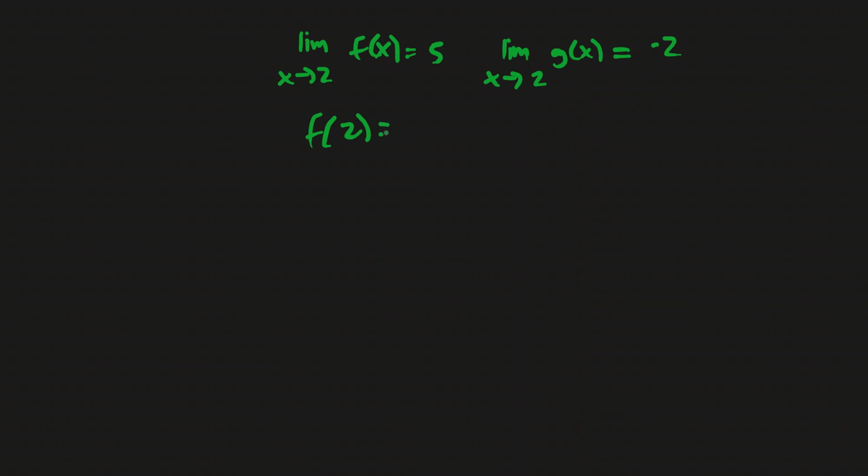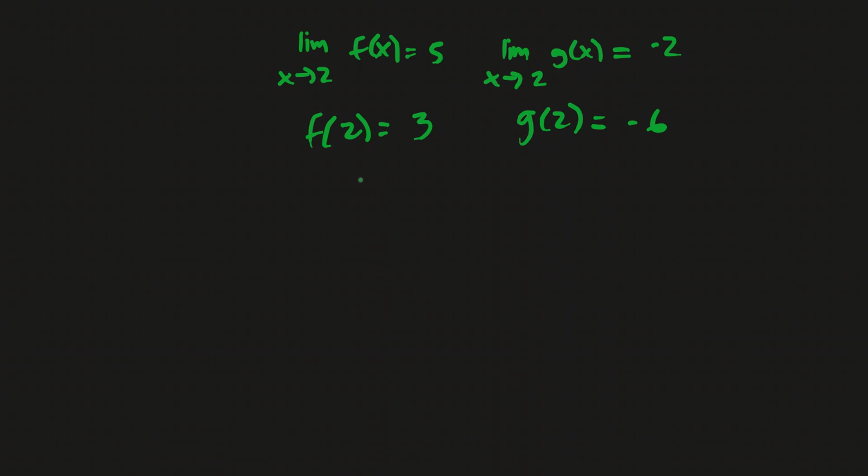So let's say that I knew the following information. The limit as x approaches 2 for the function f of x is equal to 5. The limit as x approaches 2 for g of x is equal to negative 2. And f of 2 is equal to 3. And finally, g of 2 is equal to negative 6. So these are the four things that I know.